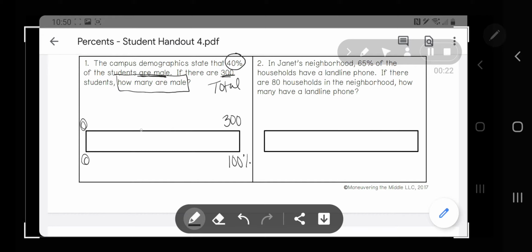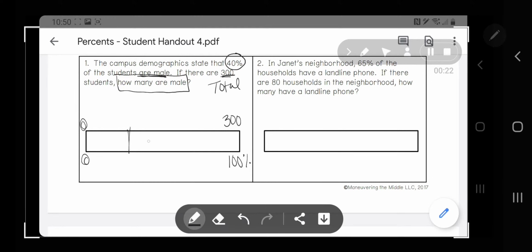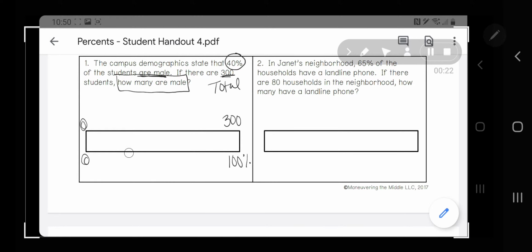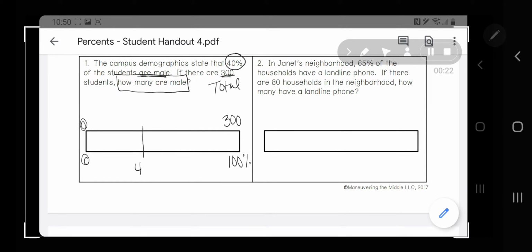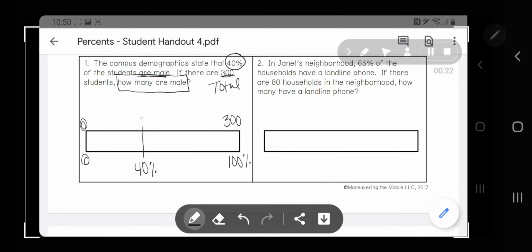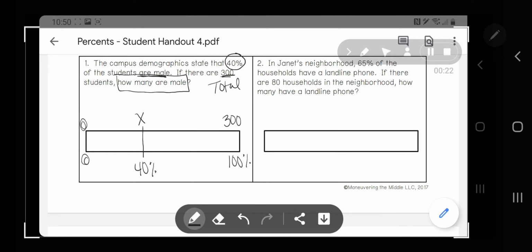So the way you would set that up is, I think 40 might be about here, maybe a little bit closer. You know what? Probably it's a little bit closer to the halfway point. Maybe more about right here. And because I'm looking for this number, I don't know it, I'm going to represent it with an X. And that's all it's asking you to do, is just to set it up like this. It's just to draw that picture.